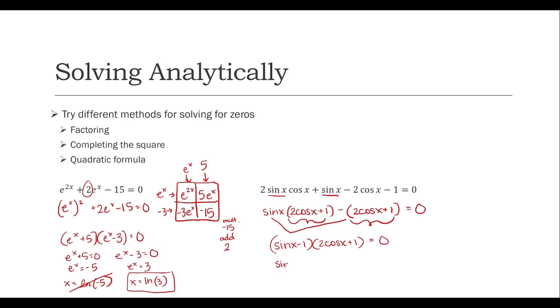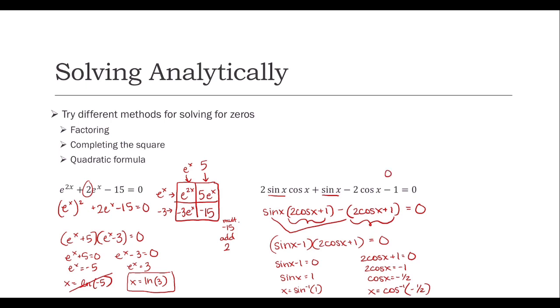So if our sine of x minus 1 equals 0, or if our 2 cosine x plus 1 equals 0, then we can find the solution. So if sine of x equals 1, so if x equals the inverse sine of 1, or if 2 cosine x equals negative 1, so if the cosine x equals negative 1/2, so if x equals the inverse cosine of negative 1/2, then this equation would be true and we'd have a solution.